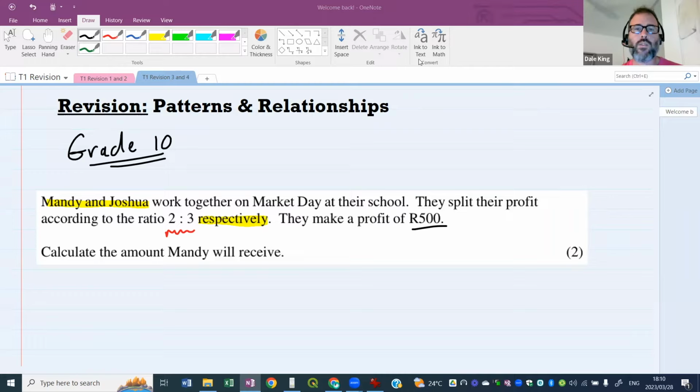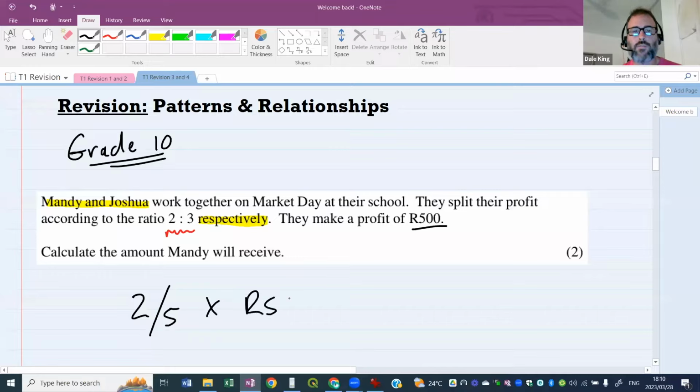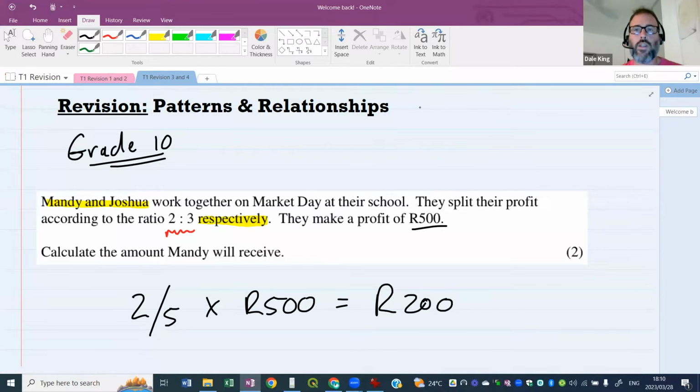There's Sambulo with some calculations. Very good. Well done, Sambulo. Now, Sambulo's got this. Let me write this down. So it's 2 divided by 5 times 500 equals an answer of 200. All right, very good. Let's have a look at that.